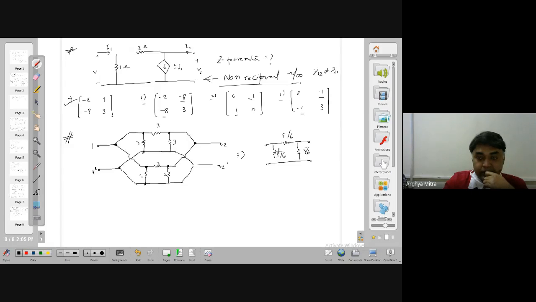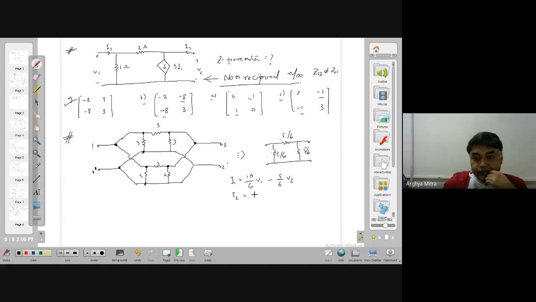5 by 6 is what? 5 by 6 is the pi, because it is a pi. So I'm writing down directly the y value, the admittance value. So what can I write down? That my I1 is equal to y11. Y11 means ya plus yb. So 10 by 6 V1 minus ya, 5 by 6 V2.